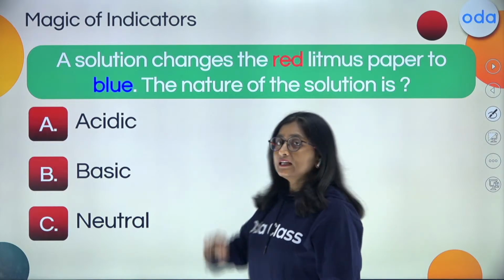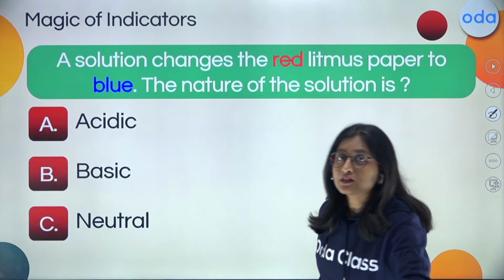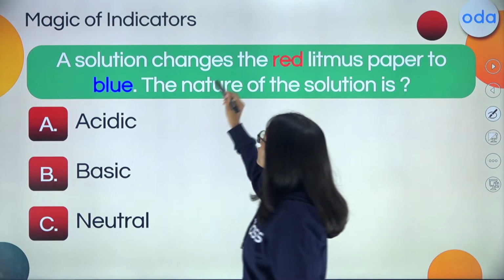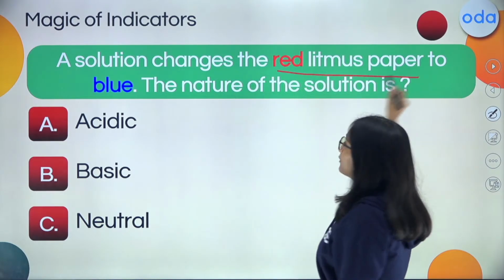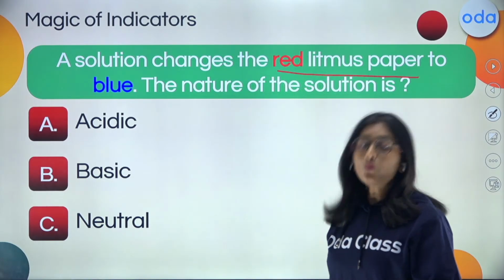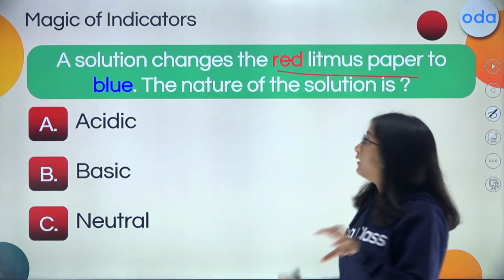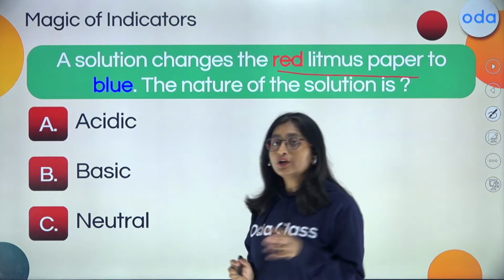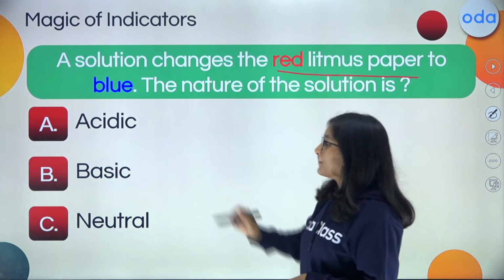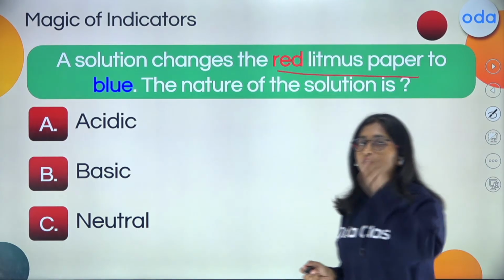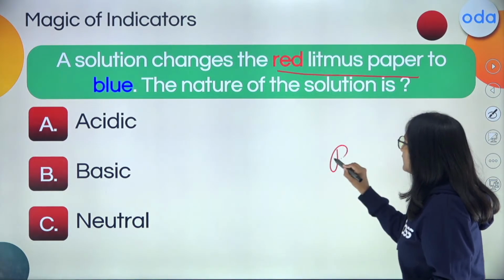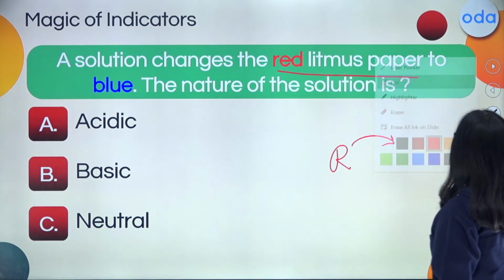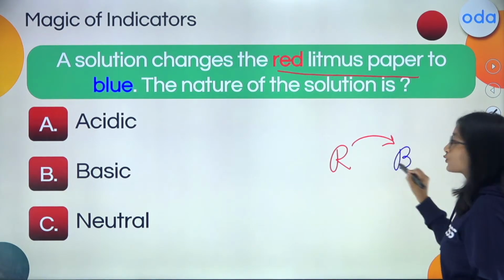Now, given the situation, if a solution changes the red litmus paper into blue in color, then what is going to happen? When the red litmus paper is changing into blue color, is it going to happen in the acidic solution, basic solution, or neutral solution? So remember, red changing into blue in color. So what is it going to be?